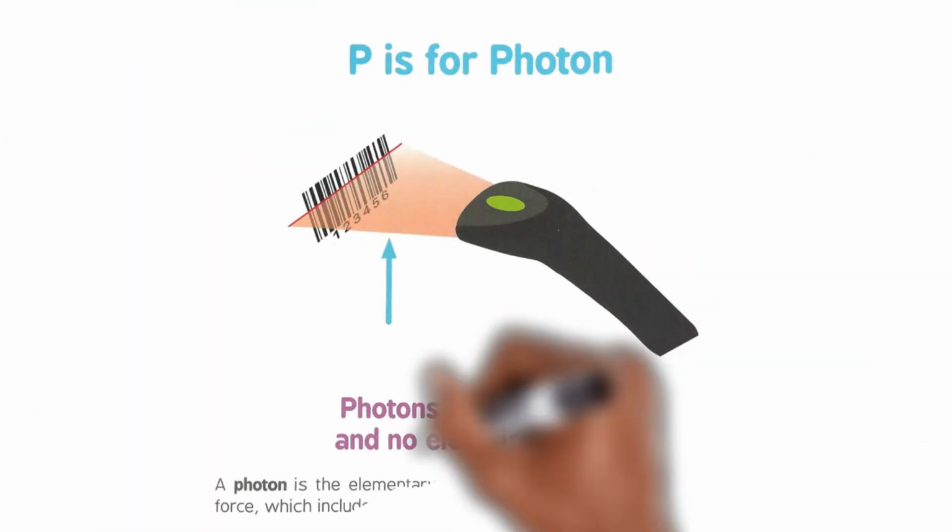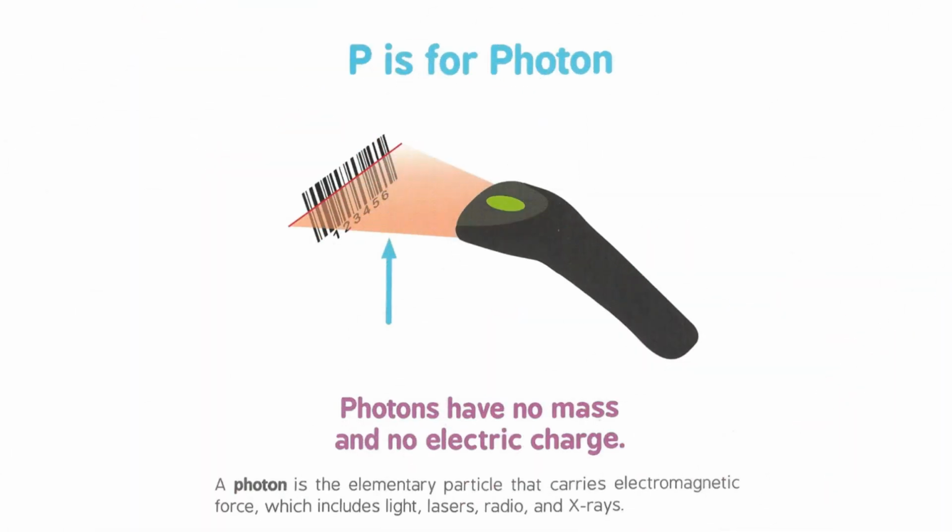P is for photon. Photons have no mass and no electric charge. A photon is the elementary particle that carries electromagnetic force, which includes light, lasers, and X-rays.